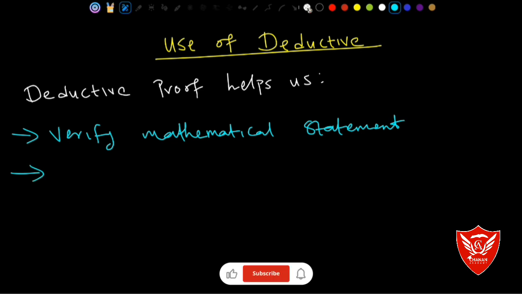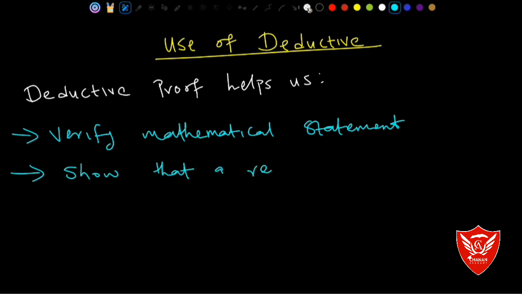Also, it can help us show that a result is always true. Like in the previous example we gave, that all humans are mortal. So if all humans are mortal, and Peter is a human, then anybody who is a human must be a mortal. So it verifies that the result is always true.